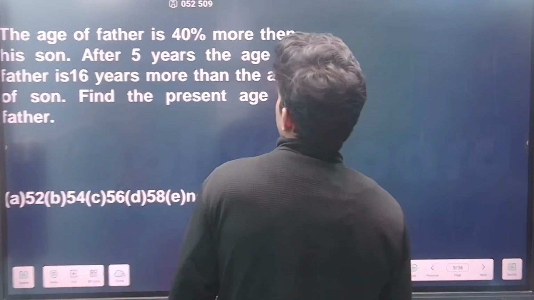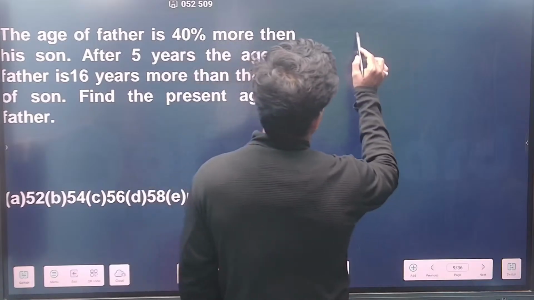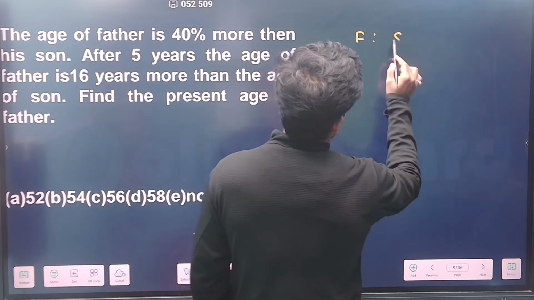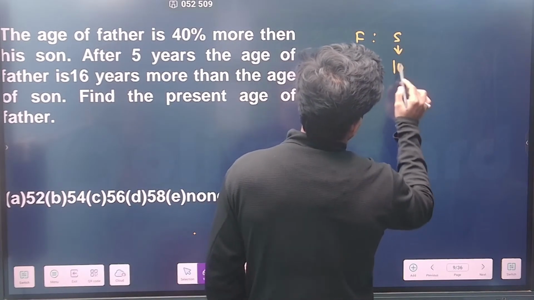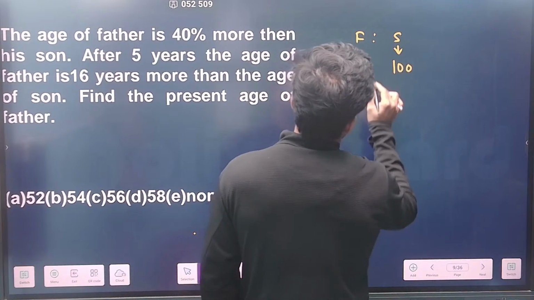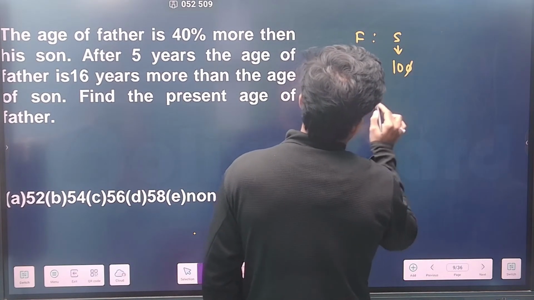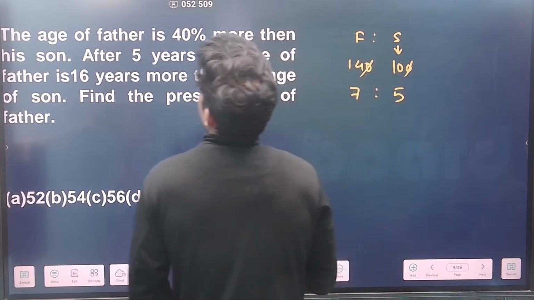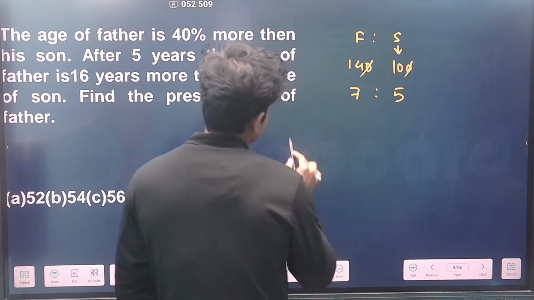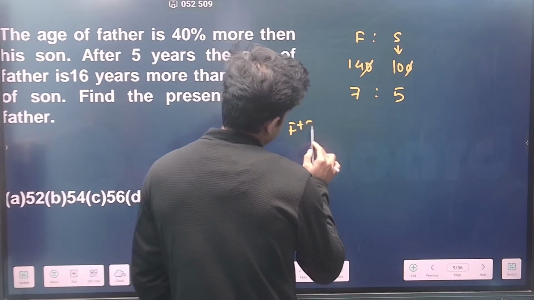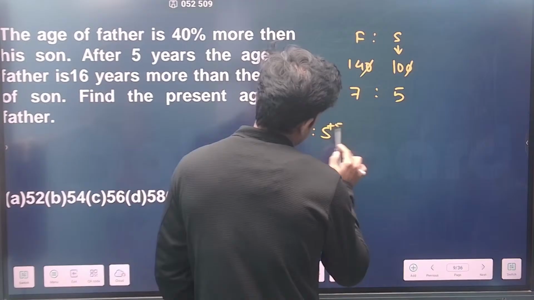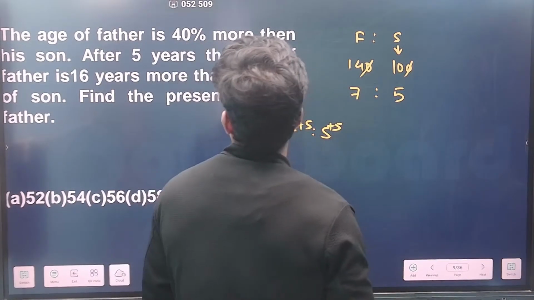The age of father is 40% more than the son. Son's age is 100, father would be 140. It's 7 is to 5. After 5 years, okay, F plus 5 and S plus 5.